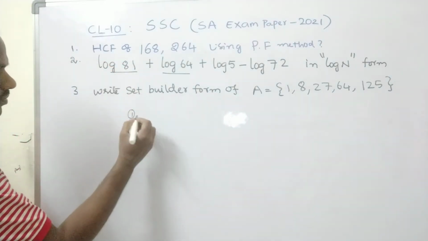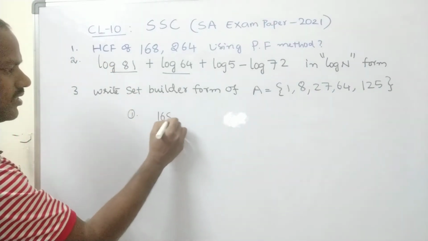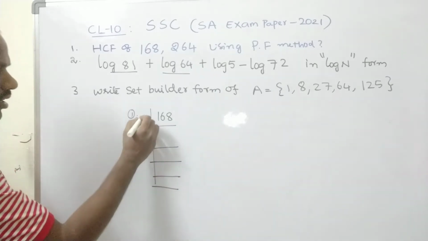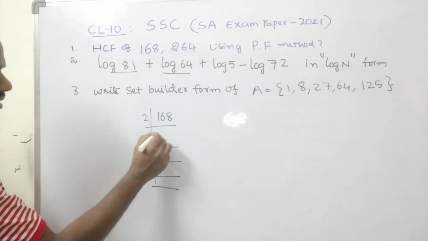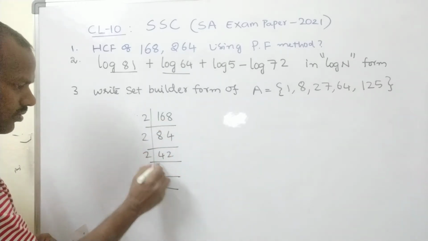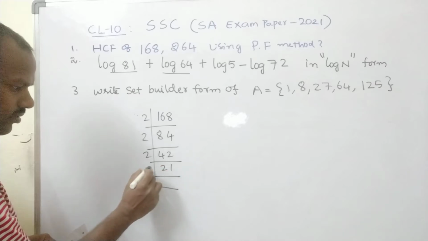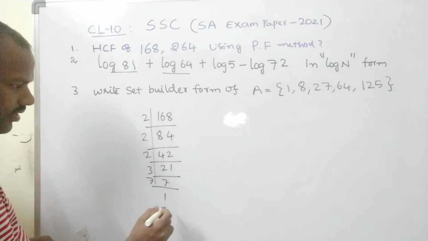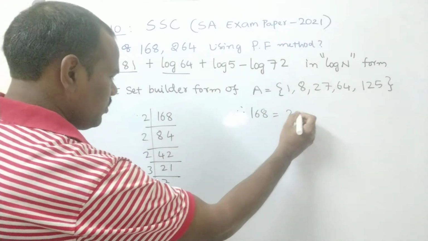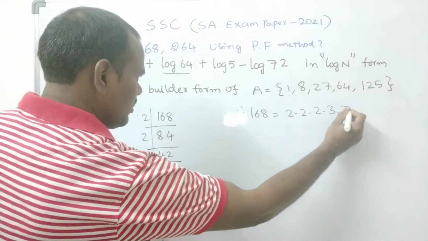First we have to factorize 168. As you do factorization, you have to use the prime numbers. 2 8s are 16, 2 4s are 8, 2 2s are 4, 2 1s are 2, 3 7s are 21, 7 1s are 7. So therefore 168 we can write as 2 into 2 into 2 into 3 into 7.